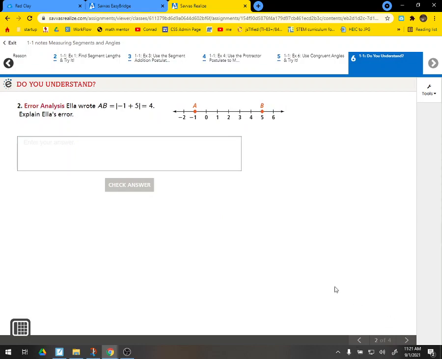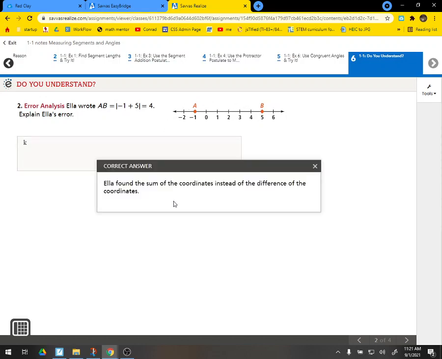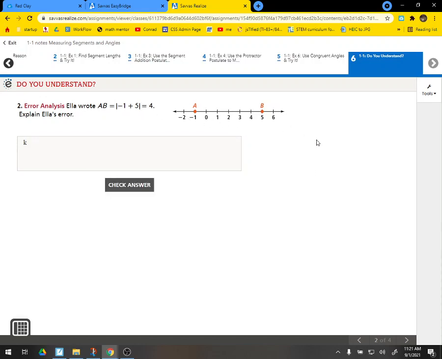Then part 2, Ella wrote AB is equal to the absolute value of -1 plus 5 is equal to 4. Explain Ella's error. Well, if you remember from earlier on in the lesson, the way that we did this was we did final minus initial. So we would do 5 minus -1. Let's see what they write. Yep. So they should have done minus.